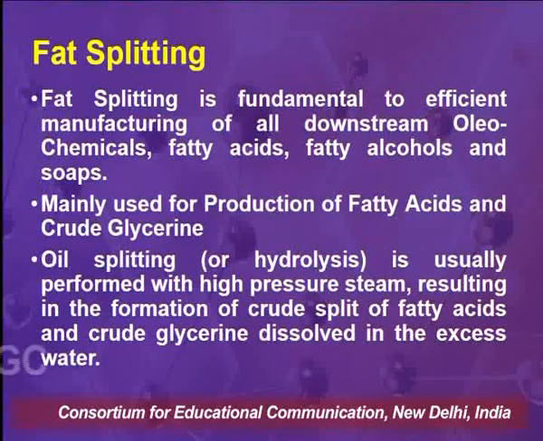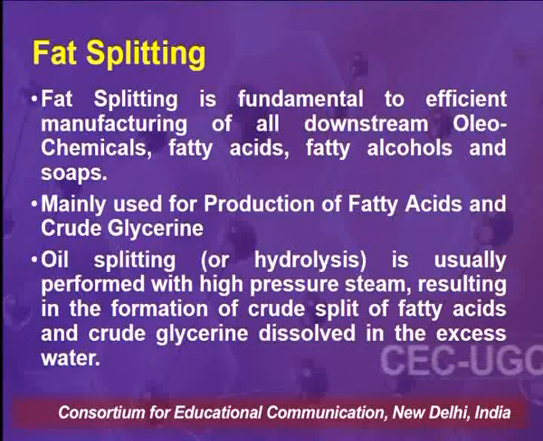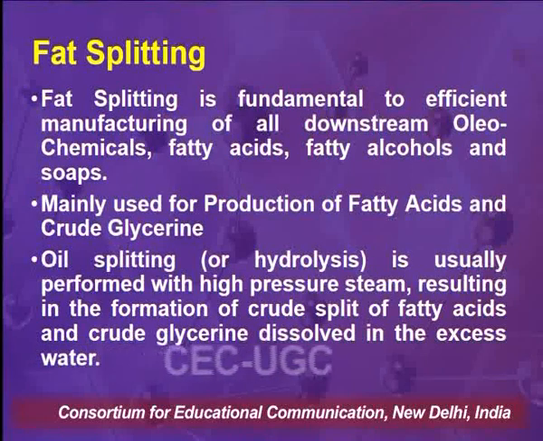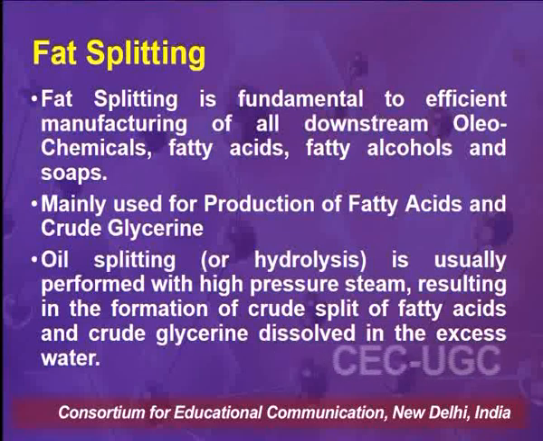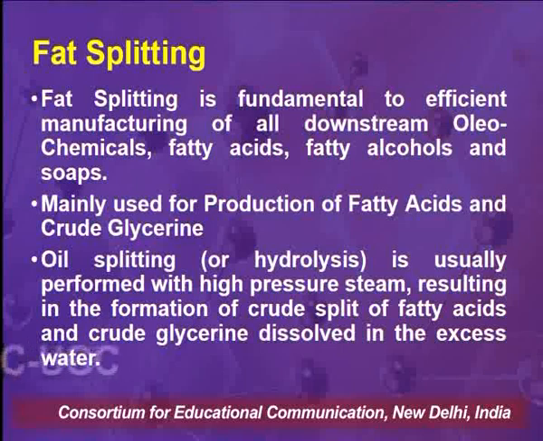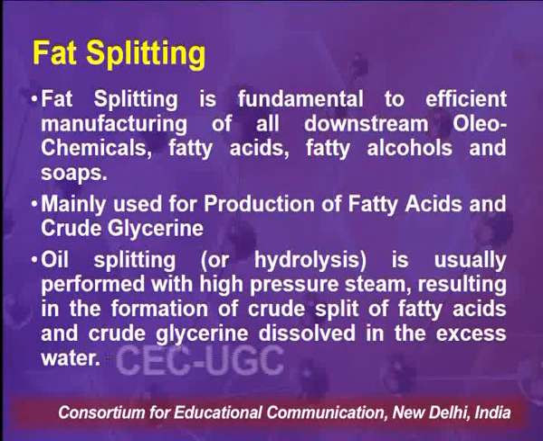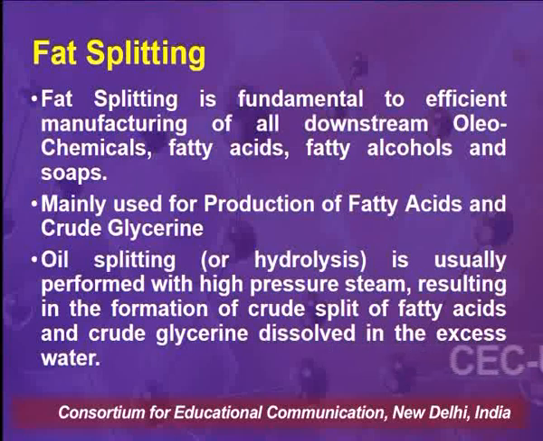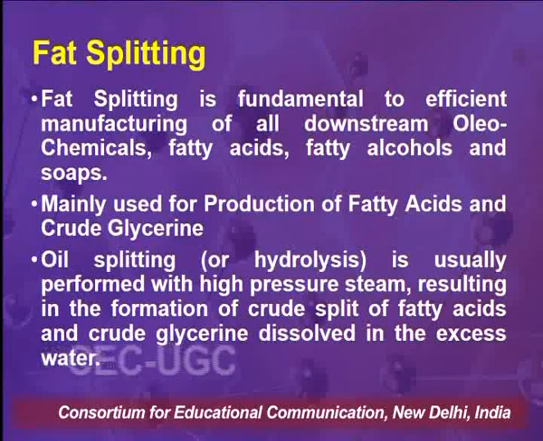Now coming to an important topic of fat splitting. Fat splitting is fundamental to efficient manufacturing of all downstream oleochemicals, fatty acids, fatty alcohols and soaps. It is mainly used for production of fatty acids and crude glycerin. Oil splitting or hydrolysis is usually performed with high pressure steam, resulting in the formation of crude split fatty acids and crude glycerin dissolved in the excess of water.